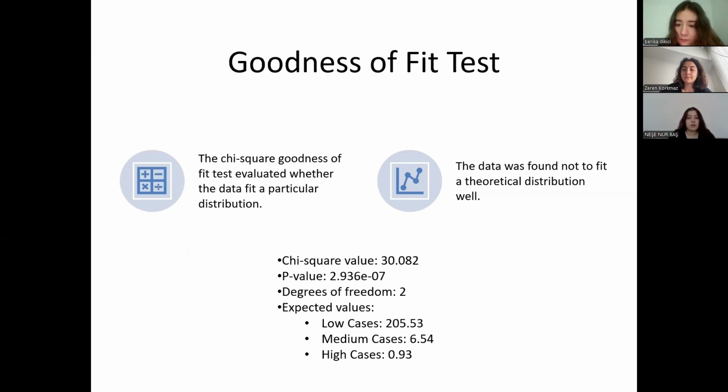In this topic, we used the chi-squared goodness-of-fit test to evaluate whether the data fit a particular distribution. This test showed how well the data fit the distribution and helped us understand how well the model fit the data.